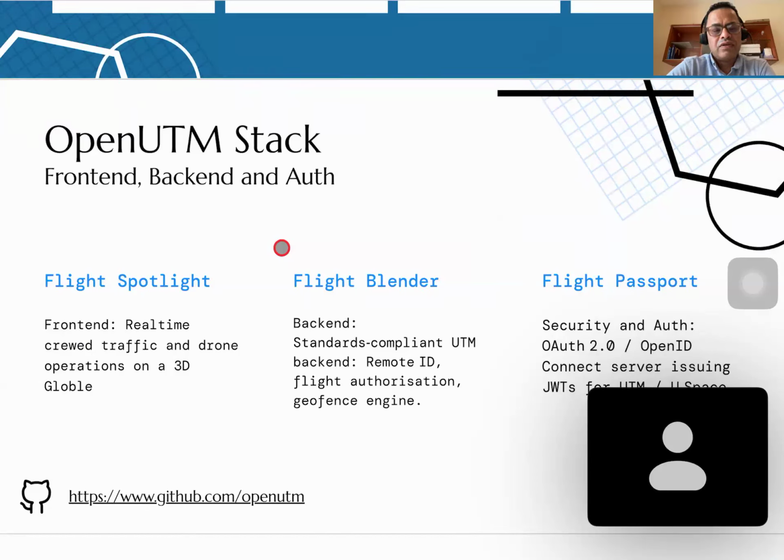Spotlight is the front end. So if you don't have a front end to see the maps and so on, then you can use that. Flight Blender is the real backend. It has UTM services, remote ID, flight authorization, geofencing, and so on. And it's available on GitHub.